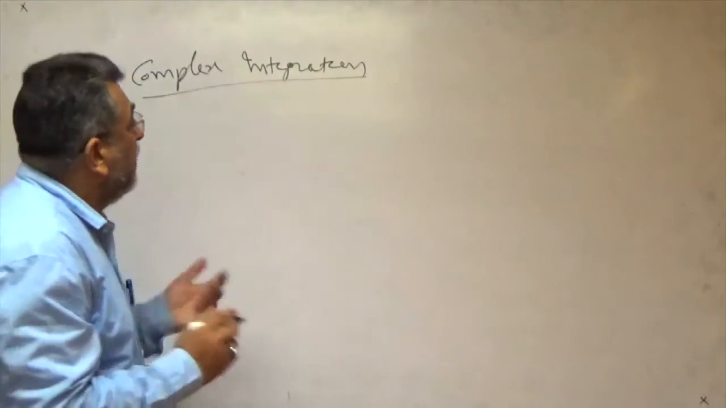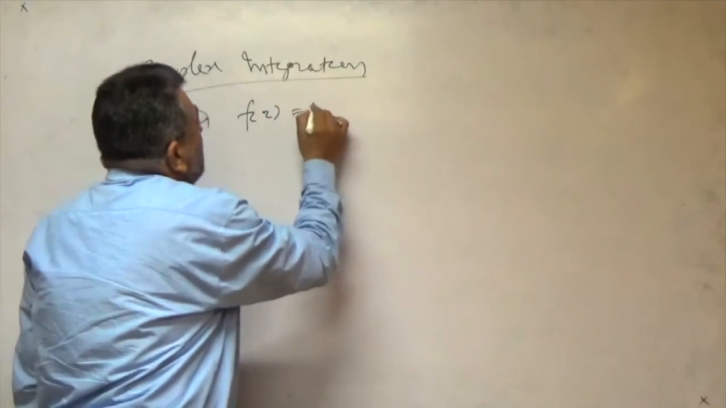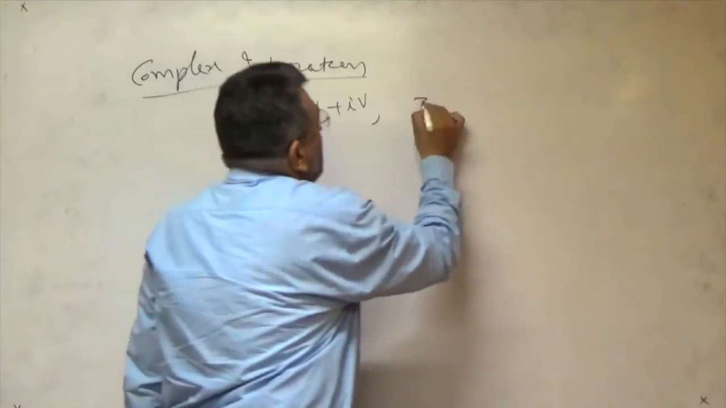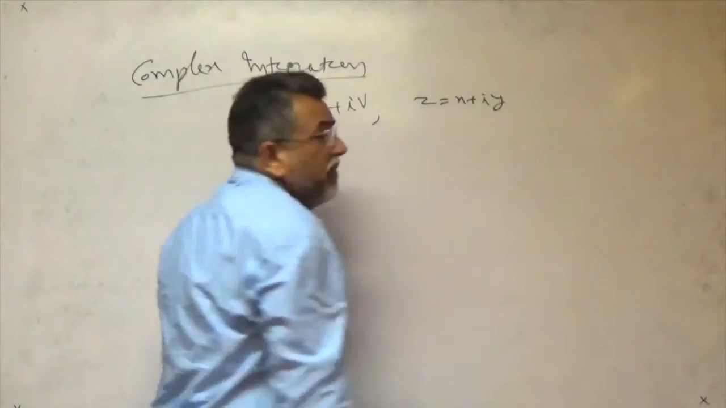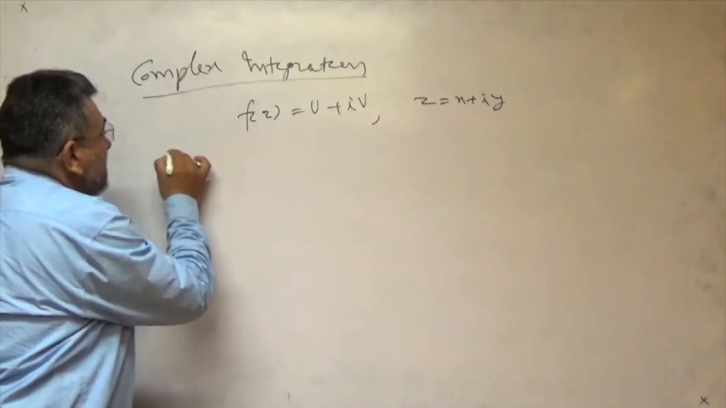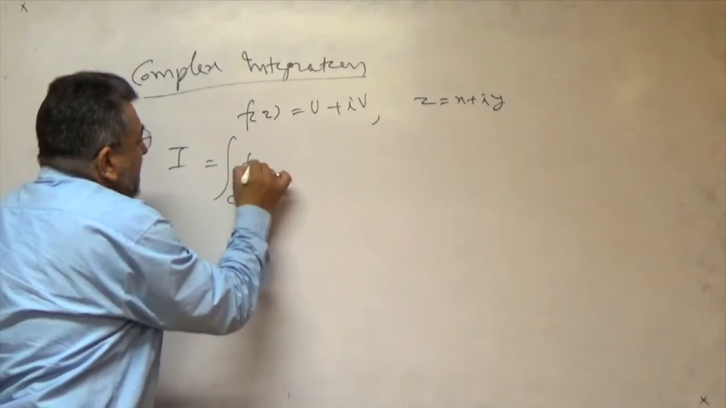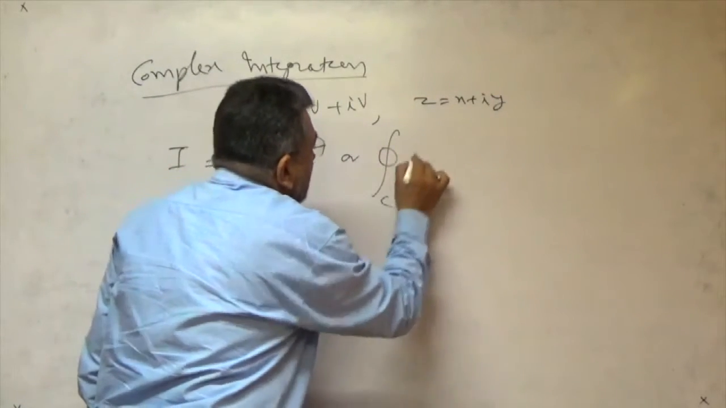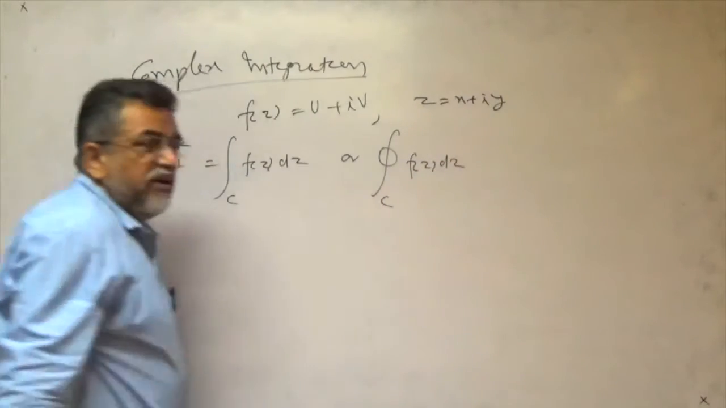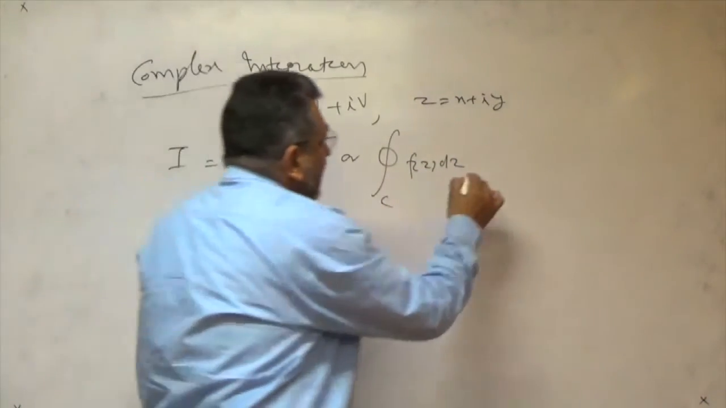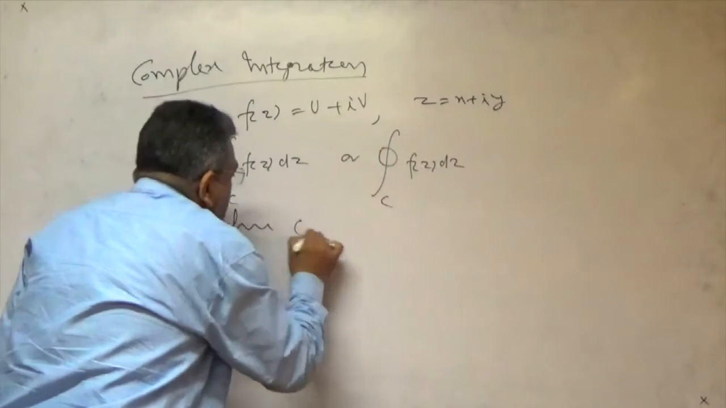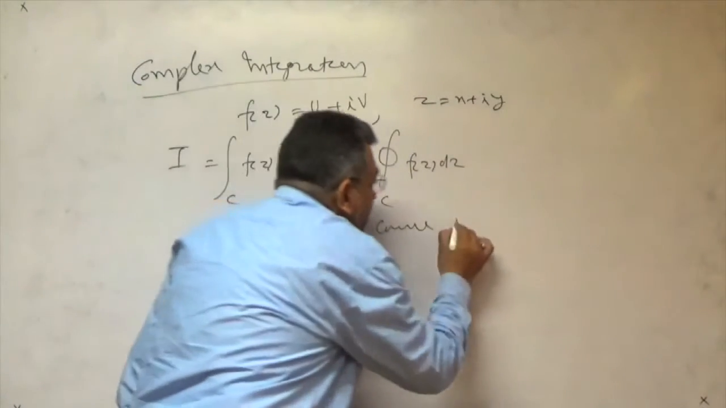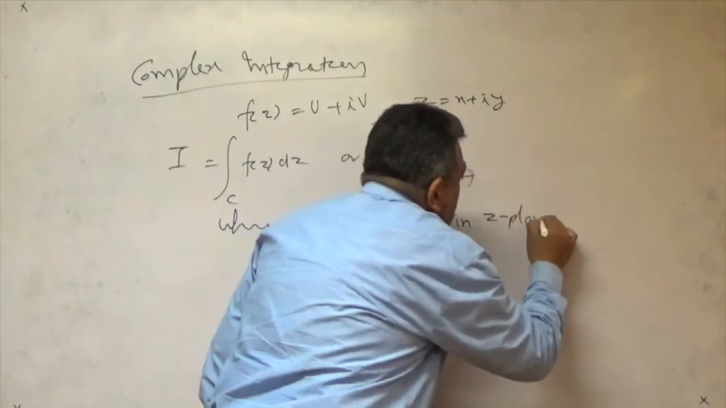complex integration. If we have f(z) a complex function, f(z) = u + iv, and you know that z is x + iy as a complex number, then we take an integral I as integral over C of f(z) dz, or you can say as a closed integral over C of f(z) dz. This is a complex integral where C is a curve in the z plane, or you can say complex plane.